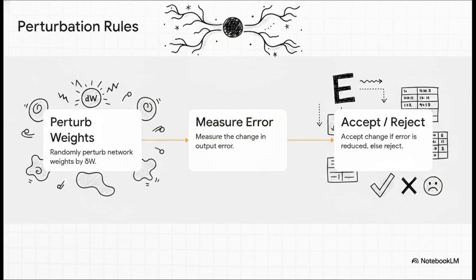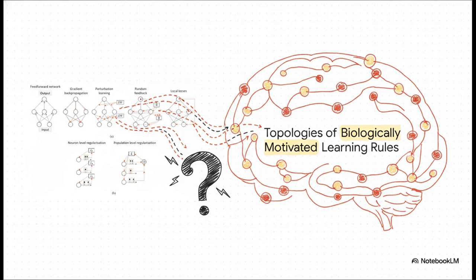Step 1. You add a random noise vector, delta W, to the weights. Step 2. Run the network and explicitly calculate if the output error decreased. Step 3. If the error went down, you accept the new weights. If not, reject them. You have to run massive computational trials to average out the noise, but mathematically, it absolutely works.